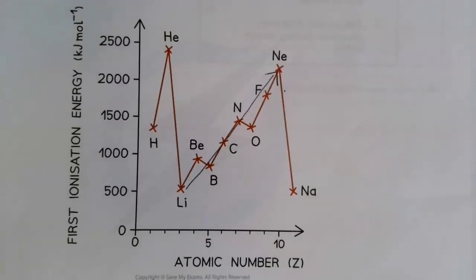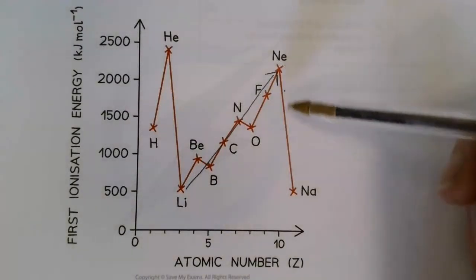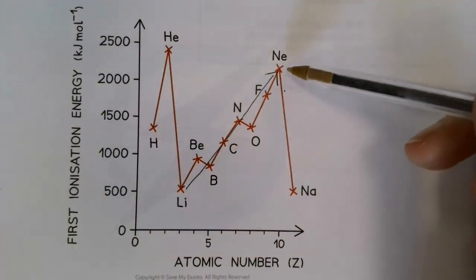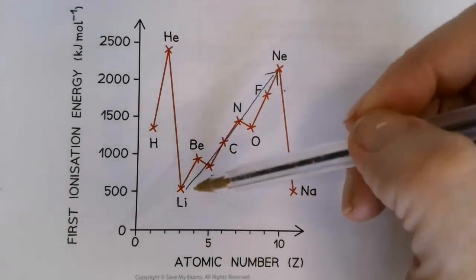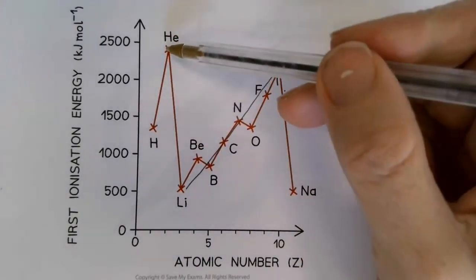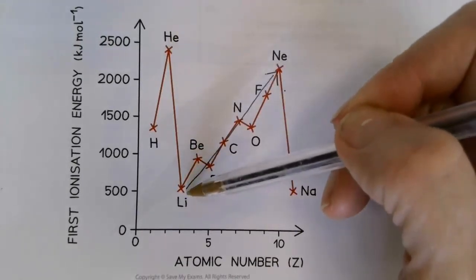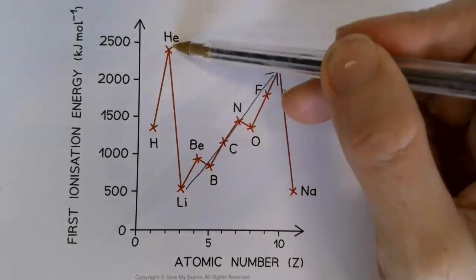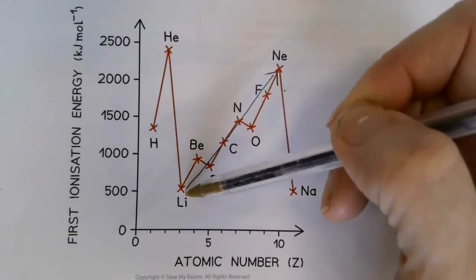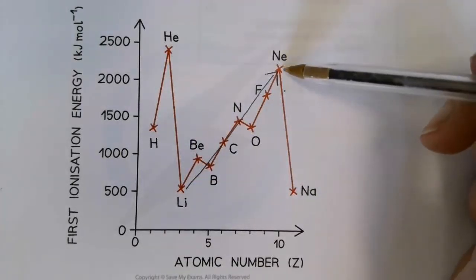The last thing we should notice, especially about these graphs, is this big drop here between neon and sodium, between helium and lithium. So here we have to remember we're changing whole principal quantum shells. So the electron being removed from helium is a 1s electron, and the electron being removed from a lithium is a 2s electron. So it's got a full inner shell of electrons shielding it. It's much further from the nucleus because it's the whole principal quantum shell further out, so it's much, much easier to remove.